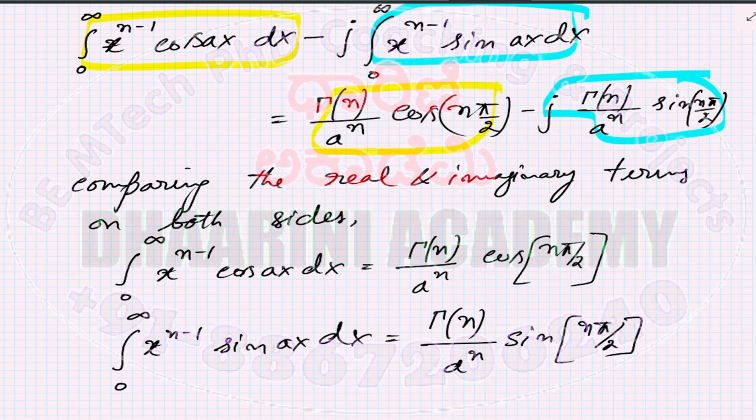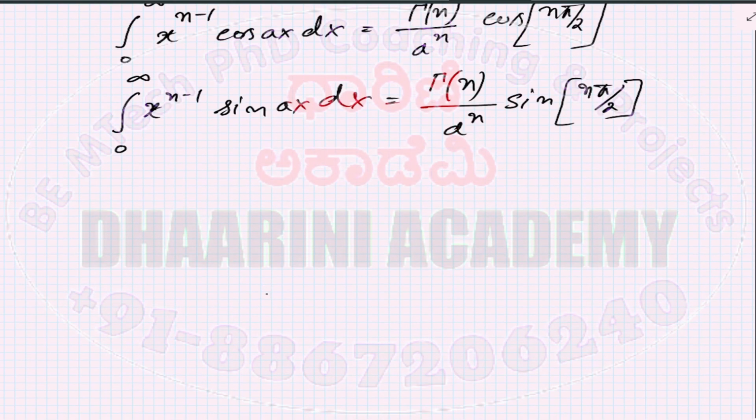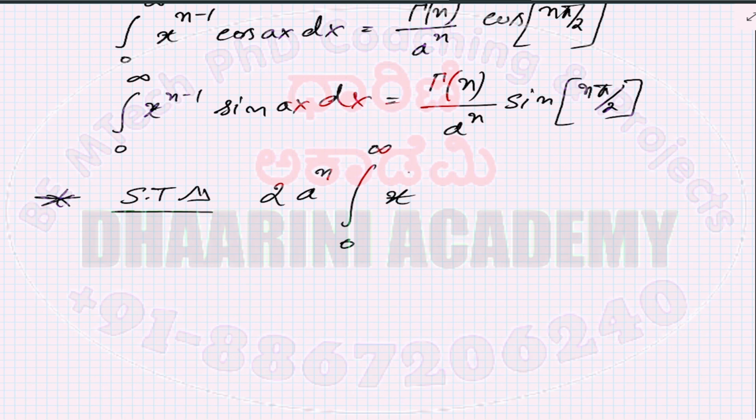All right, now let's go to another question here. Show that 2 times a to the n integral 0 to infinity x to the power 2n minus 1 into e to the power minus of ax square dx is equal to gamma function. This is a gamma function.